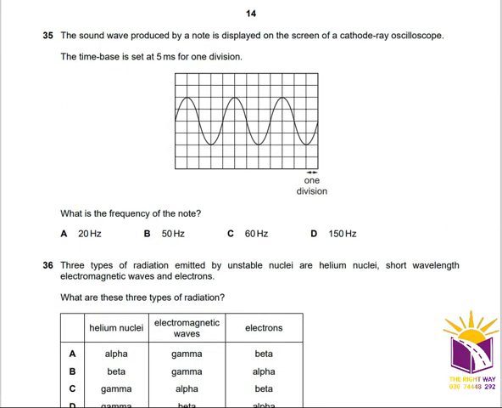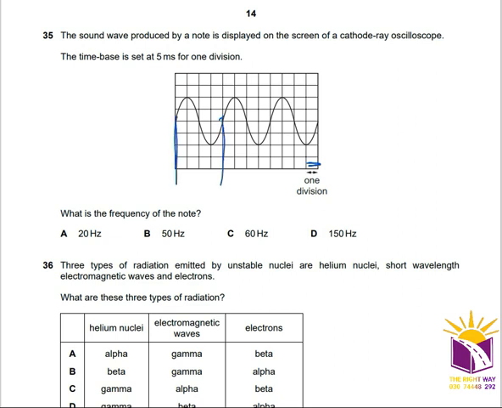Question number 35. The sound wave produced by a note is displayed on the screen of a cathode ray oscilloscope. The time base is set at 5 milliseconds per division, so this one division is 5 milliseconds. What is the frequency of the note? So this is my complete wave.